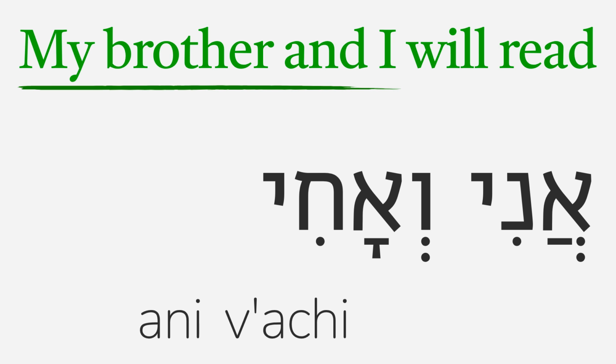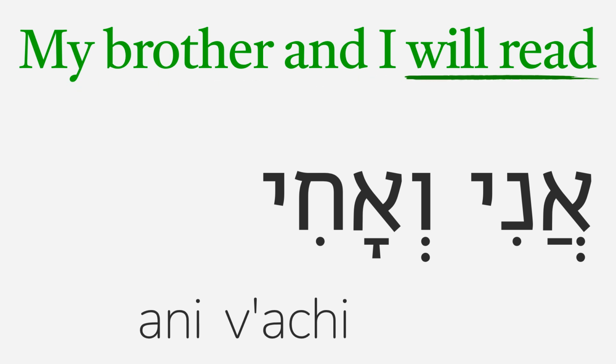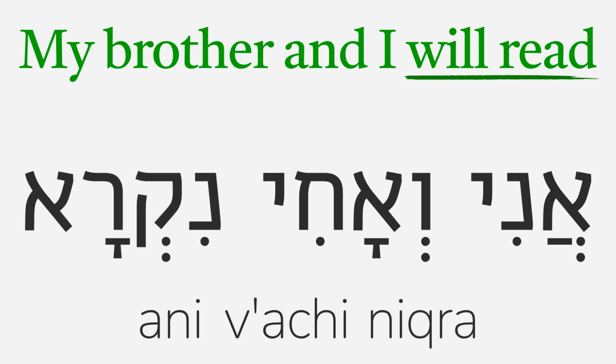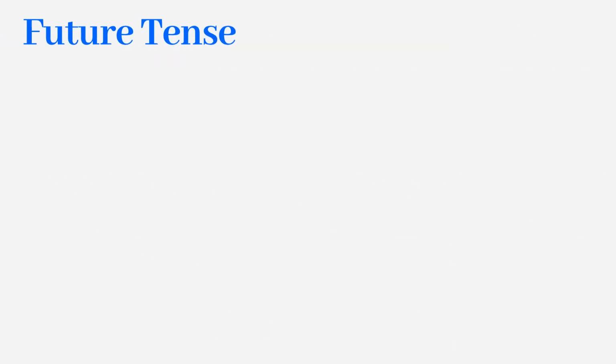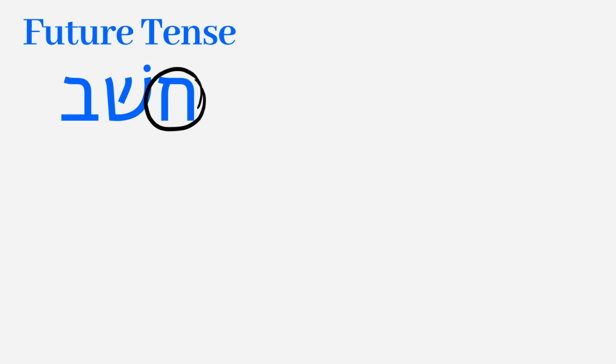Lastly, we have the verb will read. The subject of this verb is my brother and I, which is a we, so this verb will be nikra, with the ni prefix, which is used when the subject of the verb is anachnu, we. Ani va'achi nikra. My brother and I will read.